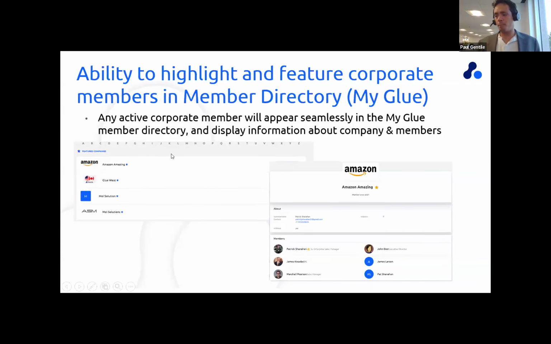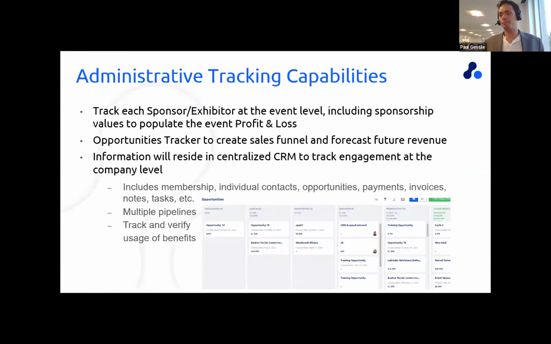And then in the member directory, we have a member directory that's very easy to use for your members. They could also see the featured companies, and when they click on, for instance, Amazon, they could see all the people that are tied to Amazon, and if there's any discounts that people get in the member portal, that could show up here.